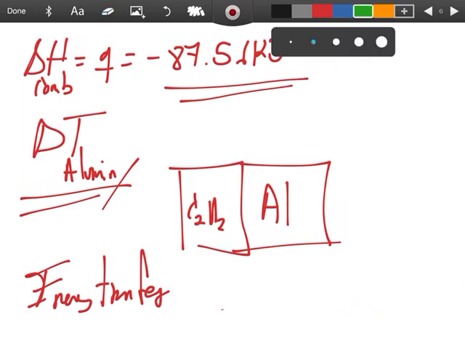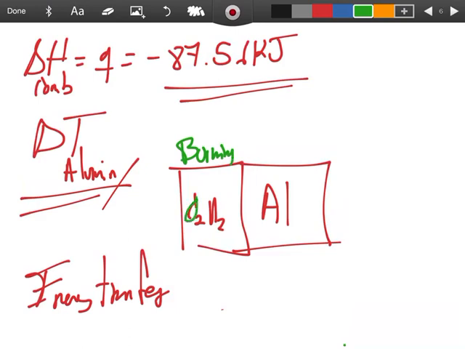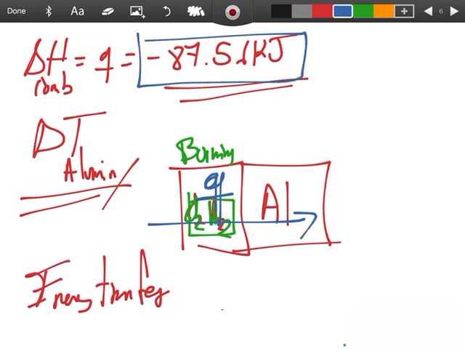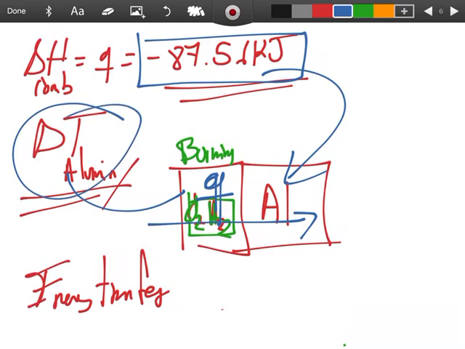For a very simple reason. What we're doing now is that we are burning C2H2. So we are transforming C2H2 actually into heat. And I'm going to say that this heat is going to be fully transferred to the aluminium. So what I'm doing is that minus 87.56 kilojoules are going to be transferred to the aluminium, and then I can figure out what is going to be the change of energy.